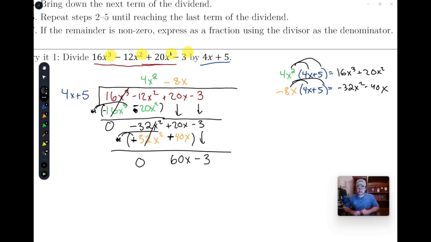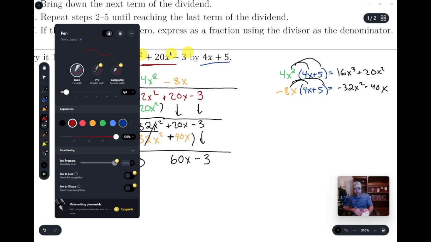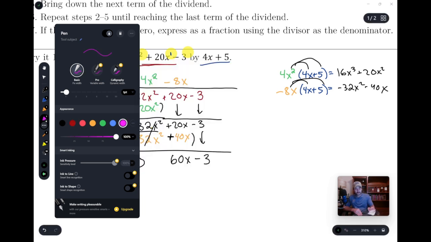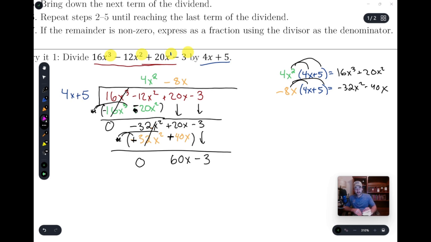And we're probably going to do this one more time. 4x goes into 60x how many times? It's a little harder of a problem. Red? No. Let's use pink. That'll be fun. 4x can go into 60x how many times? A positive 15. Hop over here, do it one more time, one last time. 15 times 4x plus 5.